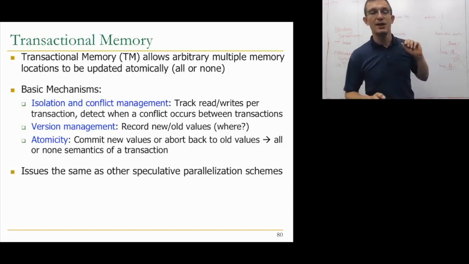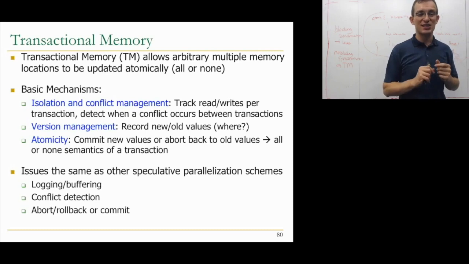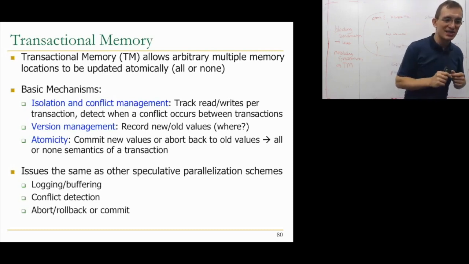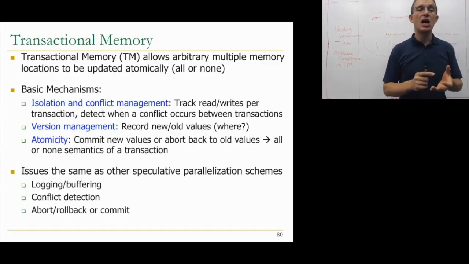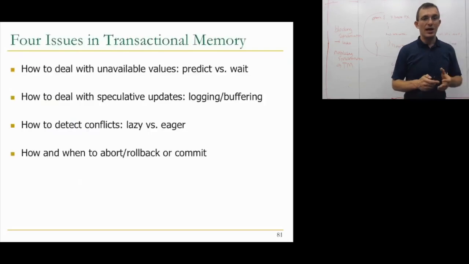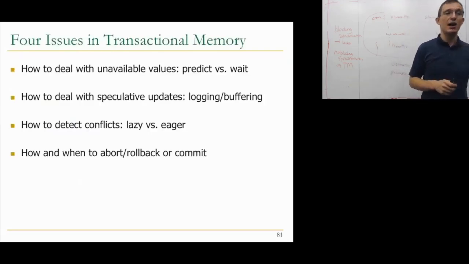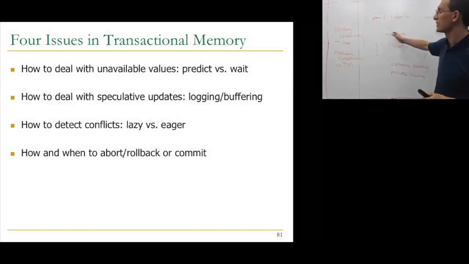Remember the four fundamental things? Actually, I have three over here because one of them doesn't exist. And you can think about what that is while you're listening to this video. Logging and buffering, conflict detection, abort, rollback, or commit. And remember, these were the four things. How to deal with unavailable values: do you predict them or do you wait for them? This doesn't exist over here, really, because the values hopefully are available.